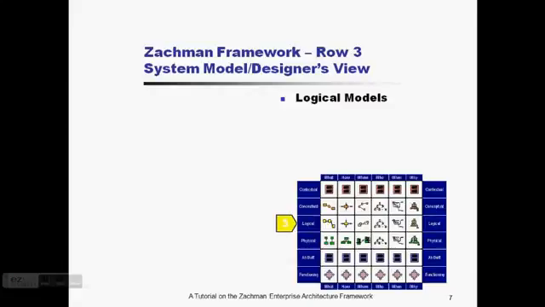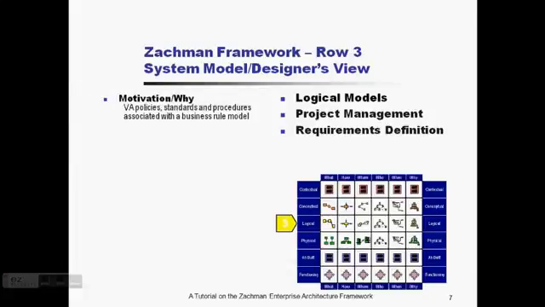In row 3, we're talking about logical models, project management, requirements definitions. For the why, which is the motivation, it's mostly again about policies, standards, and also about association of those procedures and policies with the business model or the business rules model. In terms of functionality, it's about the logical representation of information systems and their relationship throughout the organization.